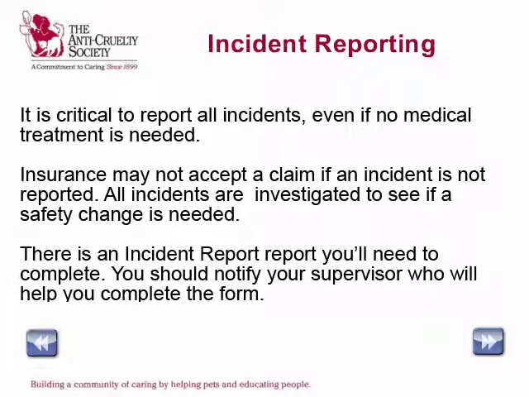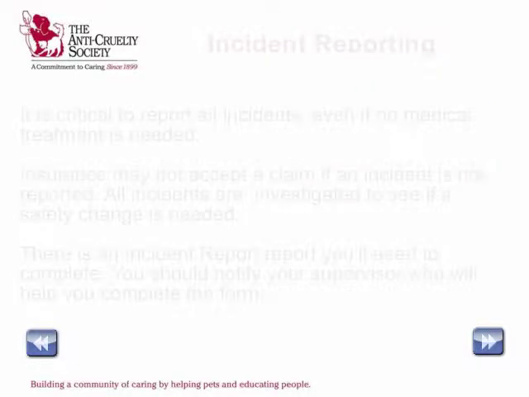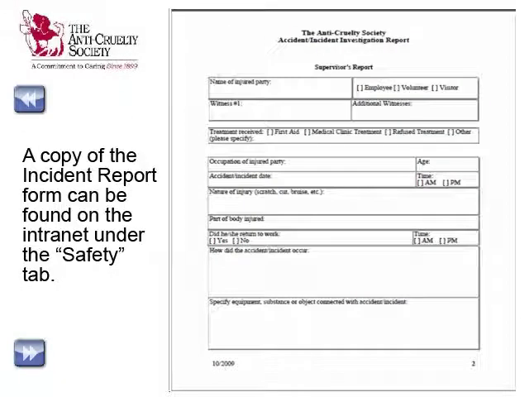There is a form, an incident report, that needs to be completed as soon as possible after the incident. You should notify your supervisor, complete the form, and turn it in to Human Resources. The incident report is a 4-page document that can be located on the intranet under the Safety tab.